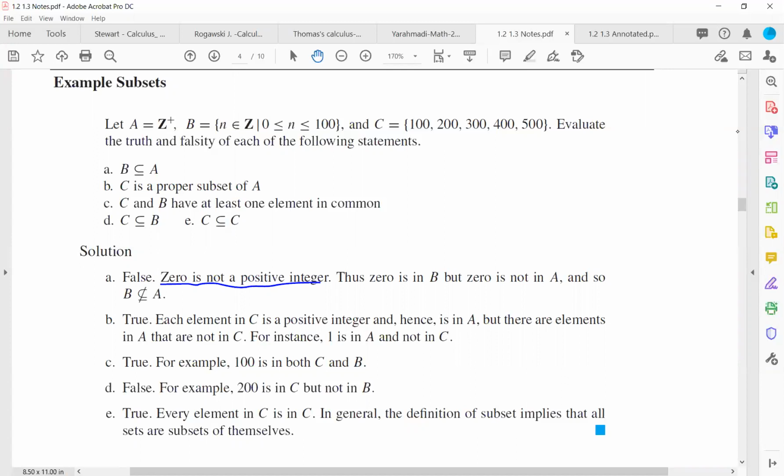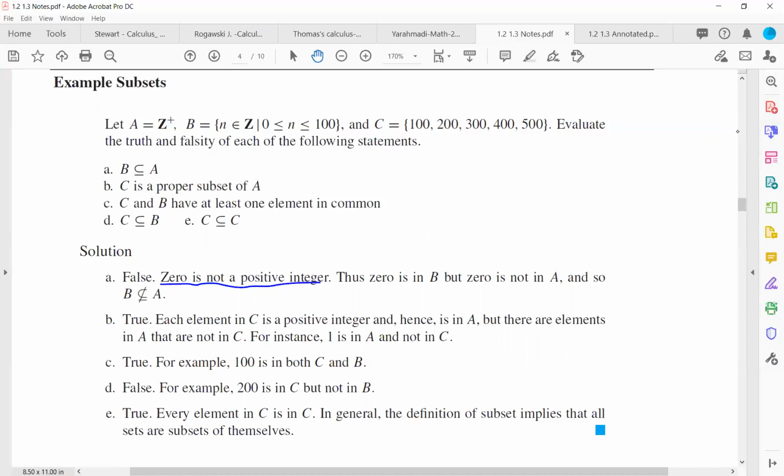B says C is a proper subset of A. Take a look at C. C is 100, 200, 300, 400, and 500. There is no way C is equal to A. A is just a set of all positive integers. C is included in A, and they are not equal to each other. So, of course, it is true.